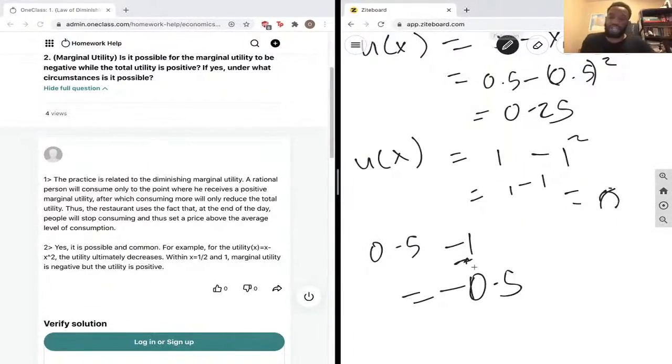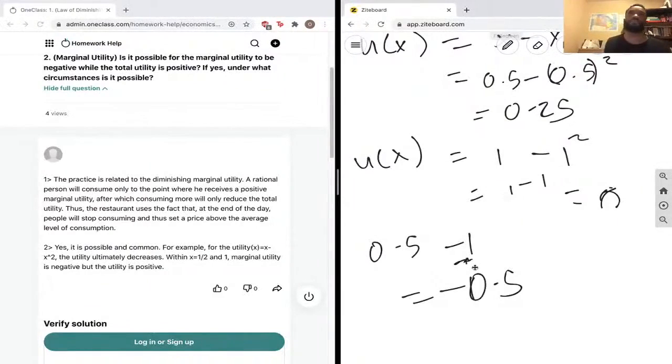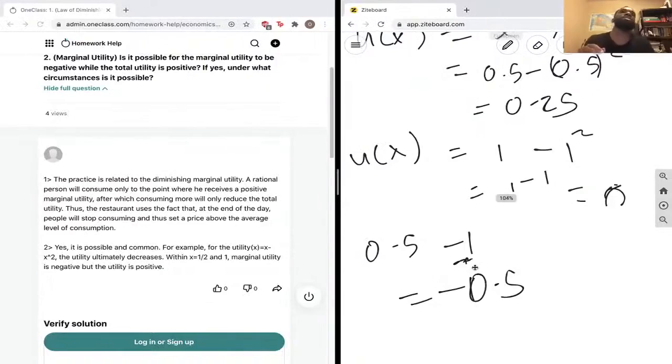Another way of looking at it is that if marginal utility is negative, it doesn't mean total utility is negative. It just means total utility has decreased. So it could still remain a positive number. Your utility could have been 60 and now it's decreased to 52. Your marginal utility is -8 there. Your marginal utility is negative, but your total utility is decreasing.